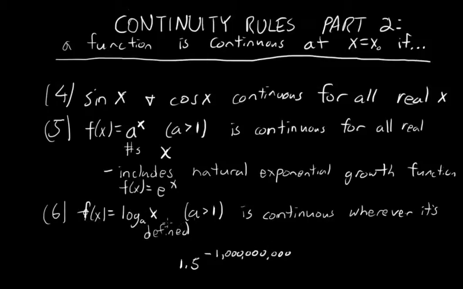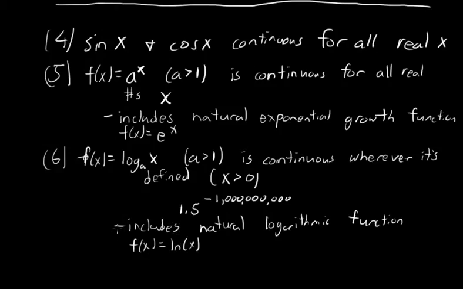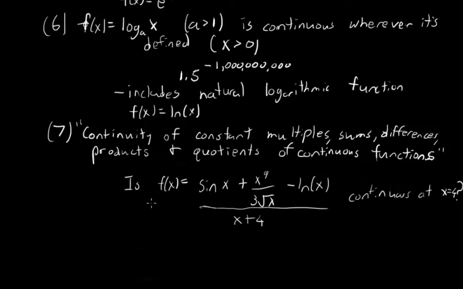So when is this going to be defined? It's going to be defined for positive values of x. So x greater than 0. And similar to the case of the exponential growth function, remember that this includes the natural logarithmic function f of x equals ln of x, which once again arises a lot in nature.